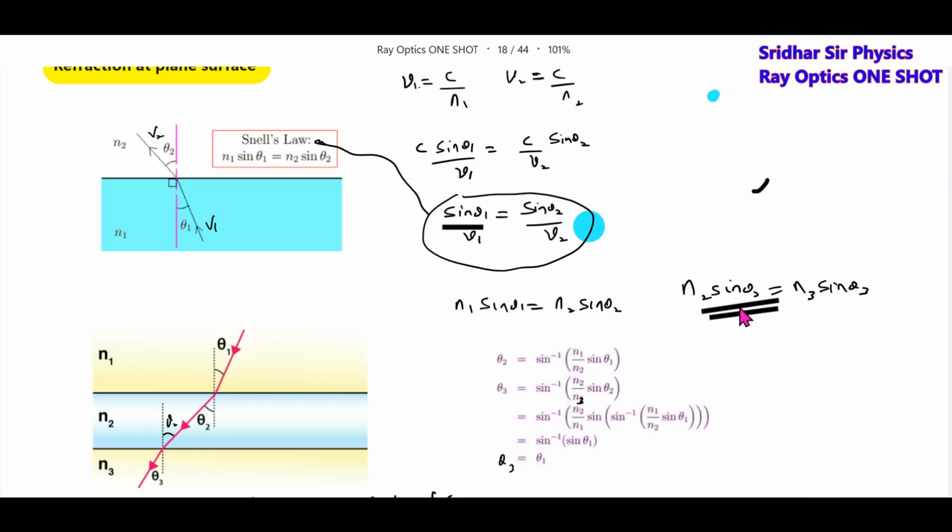Okay, if n1 equals n3, then theta 1 will become equal to theta 3, provided this is a condition. Then this will be valid.